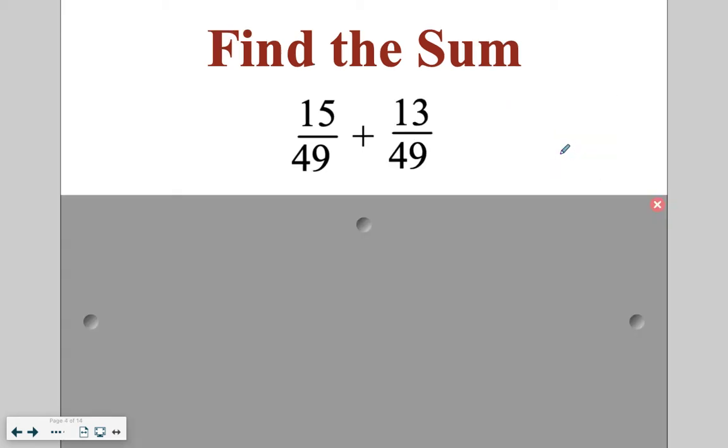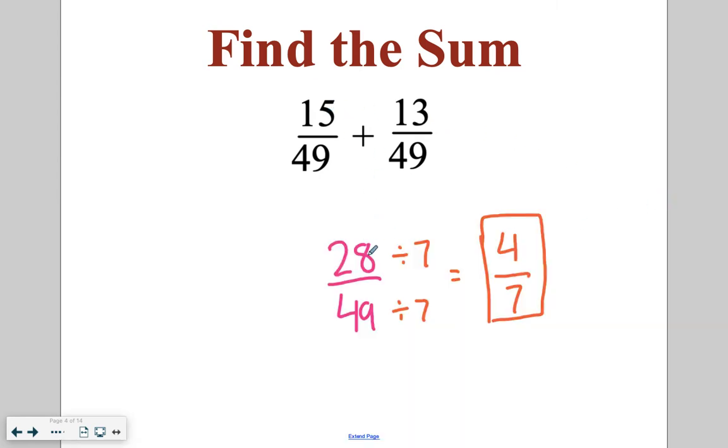Go ahead and try this one on your own. When you add, you get 28 over 49. Both of those can be divided by 7 for a final answer of 4/7.